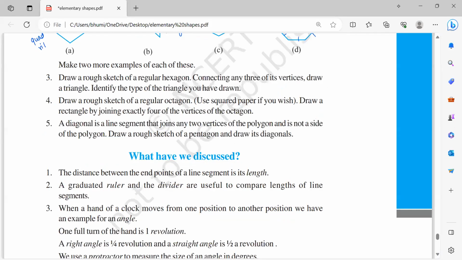Draw a rough sketch of a regular hexagon connecting any 3 of its vertices. Draw a triangle and identify the type of triangle you have drawn. You have to draw a rough sketch of a regular hexagon: 1, 2, 3, 4, 5, 6. This is a regular hexagon. Connect any 3 of its vertices. Draw a triangle. Now, what type of triangle is this? You have to tell.